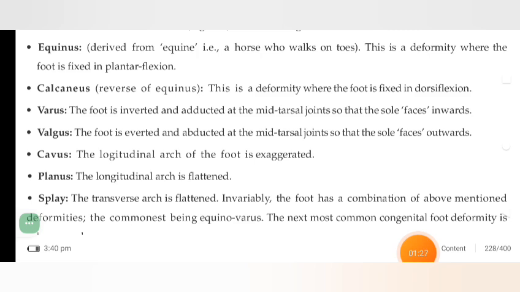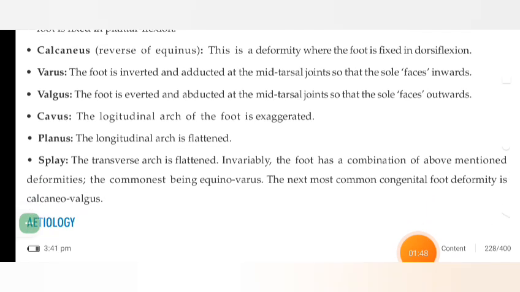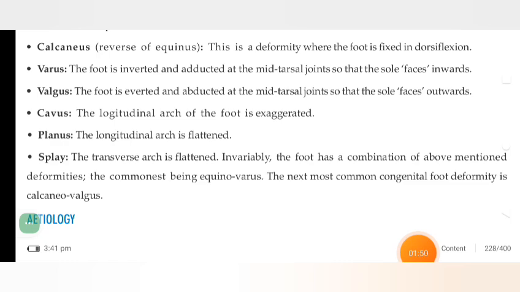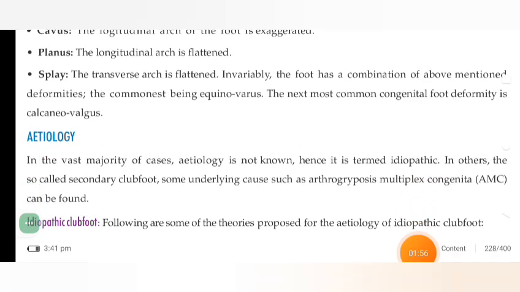Calcaneus, the reverse of equinus. This is a deformity where the foot is fixed in dorsiflexion. Varus, where the foot is inverted and adducted at the mid-tarsal joint so that the sole faces inwards. Valgus, the foot is everted and abducted at the mid-tarsal joints so that the sole faces outwards. Cavus, the longitudinal arch of the foot is exaggerated. Planus, the longitudinal arch is flattened.